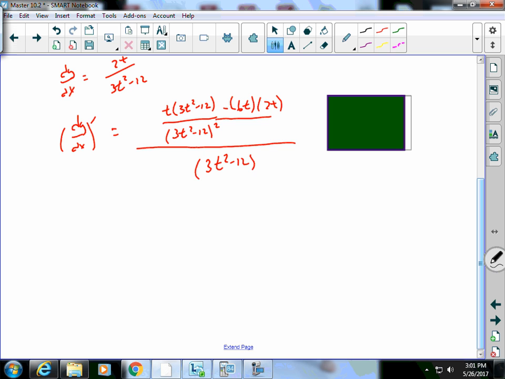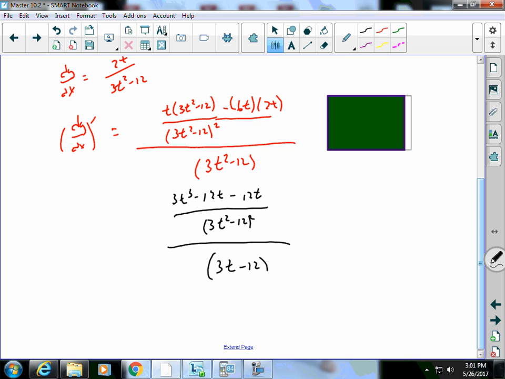In the numerator, I distribute the t. I get 3t cubed minus 12t minus 12t, all over 3t squared minus 12 quantity squared, all over 3t squared minus 12. Well, that's nice, because if I'm paying attention, this will cancel out one of those. So that simplifies to 3t cubed minus 24t all over 3t squared minus 12.